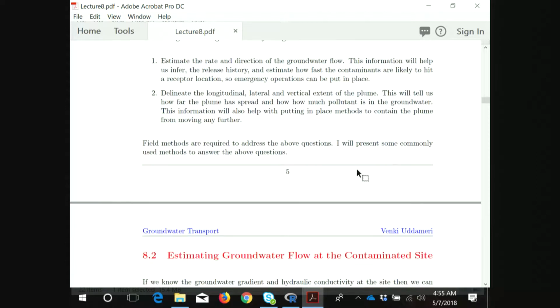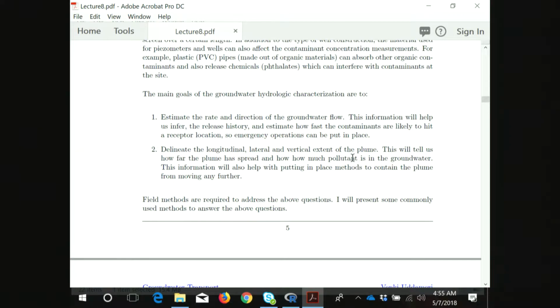Hydrologic characterization. To do the hydrologic characterization, we install a set of piezometers or mini wells, and those piezometers tell us what the heads are, what the gradients are, which side the flow is taking place, how the contaminant is likely to move.